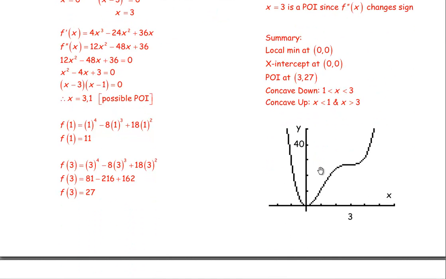So for a summary here, there's a local min at (0, 0), and the x-intercept is at the same place. There's a point of inflection at (3, 27), and I forgot to list them here, I guess, and also at the (1, 1) point. So there, and at (1, 1) as well. The graph is concave down for this part right here, between 1 and 3, and then it's concave up above 3, and it's concave down below 1. So that's the first graph there.